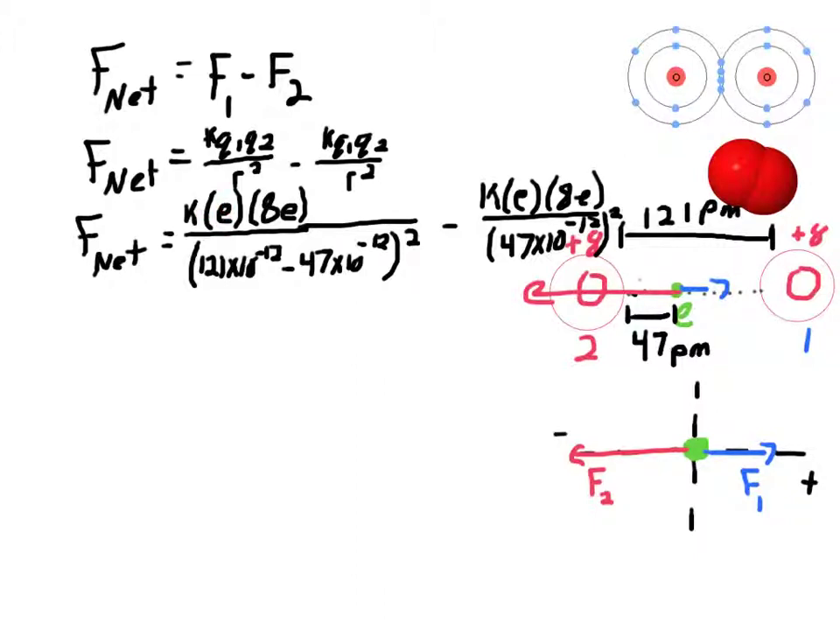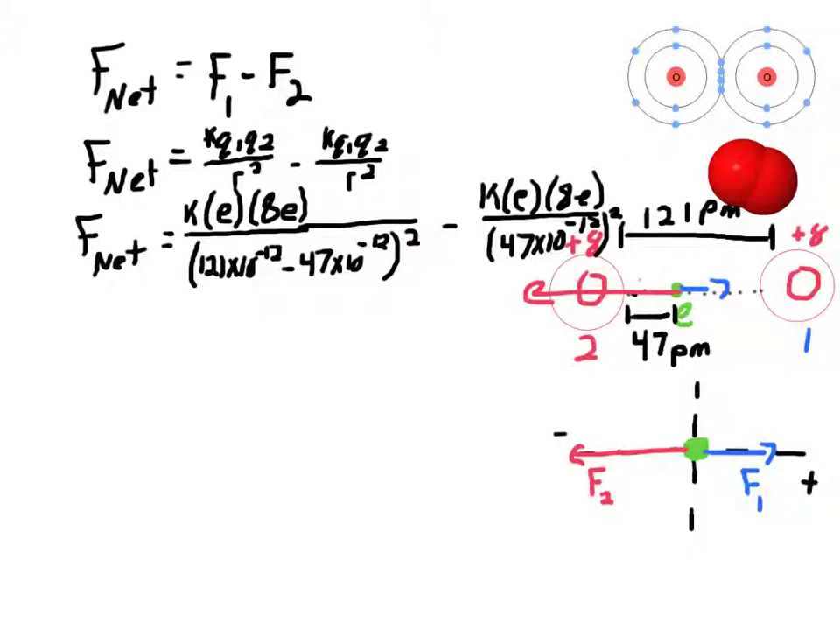Notice I did not make the charge of the electron negative. I left it positive because I have dealt with directions manually in my free body diagram, calling to the right positive, to the left negative here. The distance between this electron and this first oxygen is 121 picometers, this distance, pico times 10 to the negative 12th, minus 47 picometers. That's what this distance right here is, right? So there's my 121 times 10 to the negative 12th minus 47 times 10 to the negative 12th. That r is squared, right?